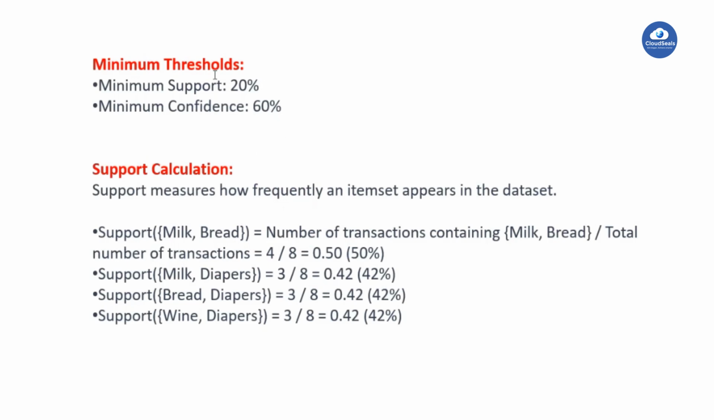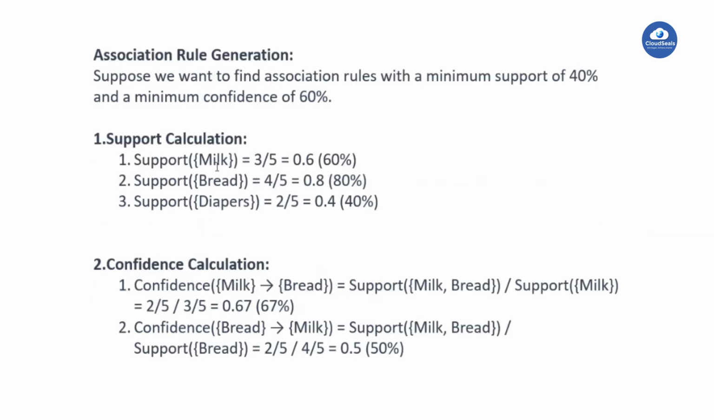This time I have taken the thresholds: minimum support is 20, minimum confidence is 60. Let's calculate the support for milk and bread, milk and diaper, bread and diaper, wine and diapers. Why? Because we won't always go with a single item. Whenever we get transactions, for example 1 lakh or 2 lakh, based on the three or four items he has chosen, we will suggest the fifth and sixth items. Association rules come bigger. So in this example, you are able to calculate the support for each item set separately.